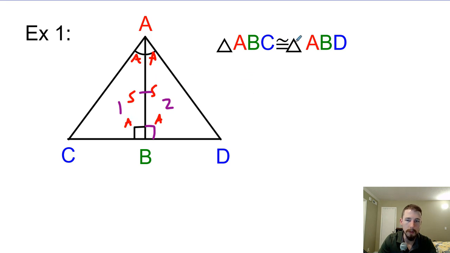So triangle ABC is congruent to triangle ABD by the angle, side, angle congruency postulate, where the important part of the side is that it's going to be included in between the two angles. This is not angle, angle, side. This is angle, side, angle.